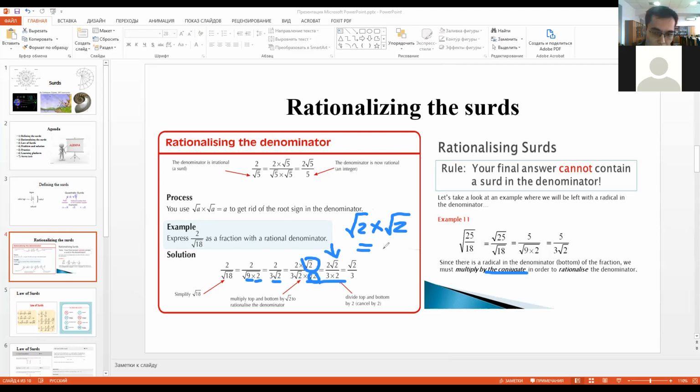It's a real number. It's an integer. Do you understand? Yes. That's why we get 2, but in the numerator we also have 2. That's why I cancel the 2 on both sides. Do you understand? Yes. Any questions about this rationalizing operation? No. Okay, if you don't have any, let's continue.